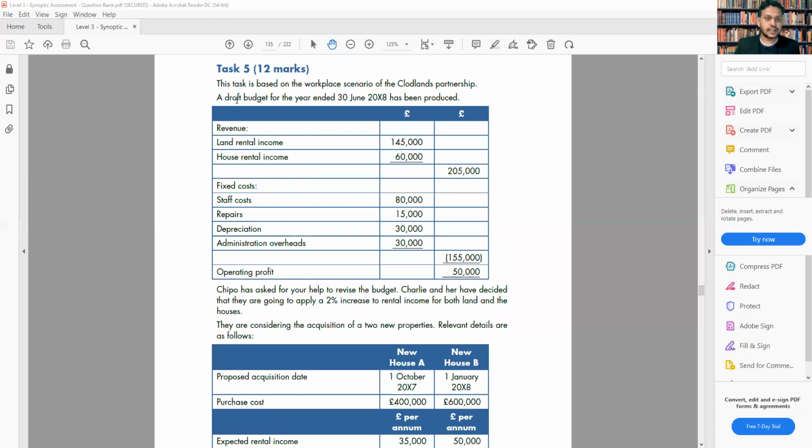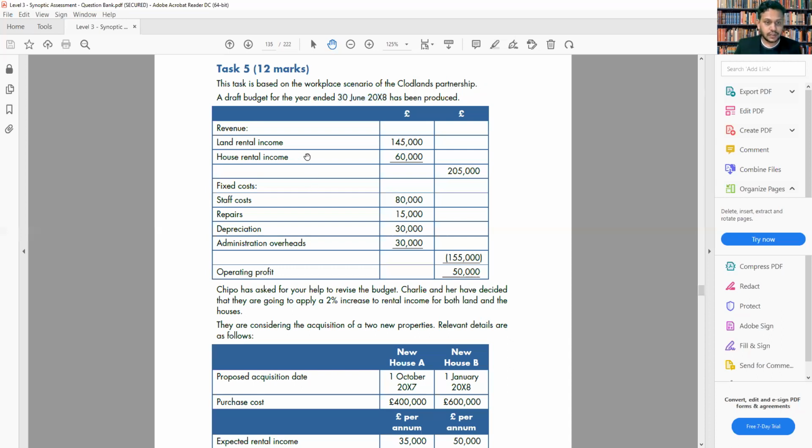Okay, so let's have a look. This task is based on a workplace scenario of Codeland Partnership. A draft budget for the year ended 30 June 2018 has been produced. So we have here revenue, we have rental income. We can see we have a land rental income and we have a house rental income. So we have 2 types of rental income. That's fine. Always be careful with the year ended. Remember that, because sometimes you have to split the months. So if you don't remember the year end, you can end up with the wrong figure. Be very careful with the year ended.